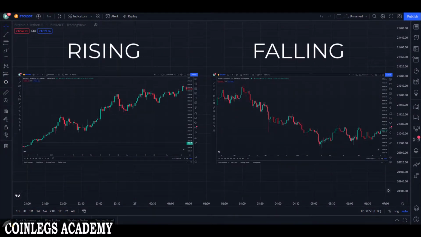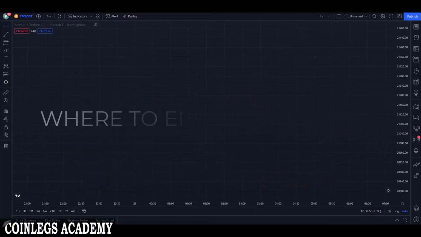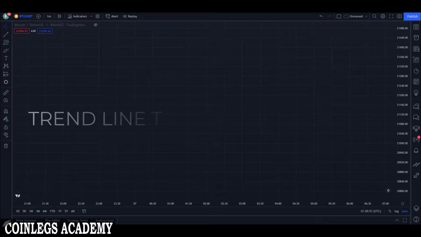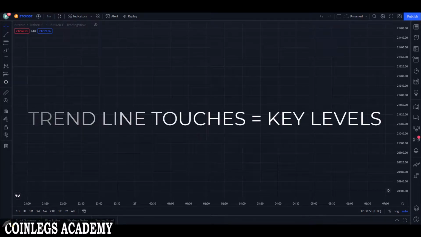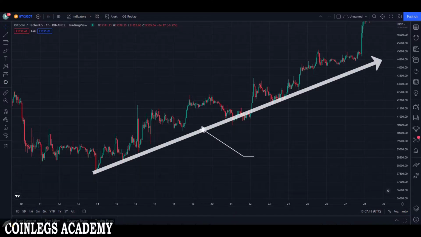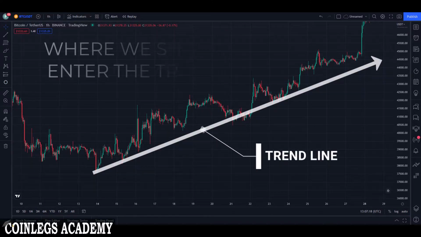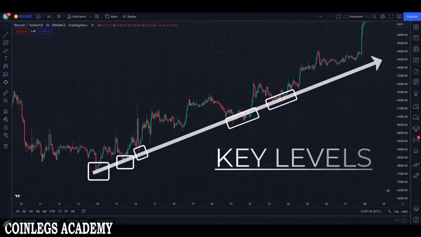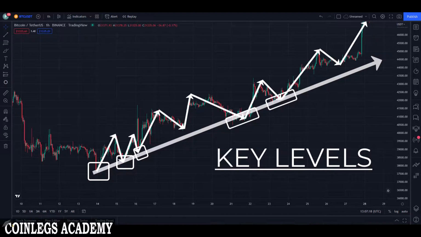According to a rising or falling trend, we can take our short or long position. But how can we know where to enter the trade on a trend? This is why we need to learn how to draw trend lines, because trend lines are the key levels in a formed trending market. The biggest benefit of drawing them is that they solve the problem of where we should enter the trade. Whenever the price reaches these key levels, it can offer you successful trading opportunities over and over.